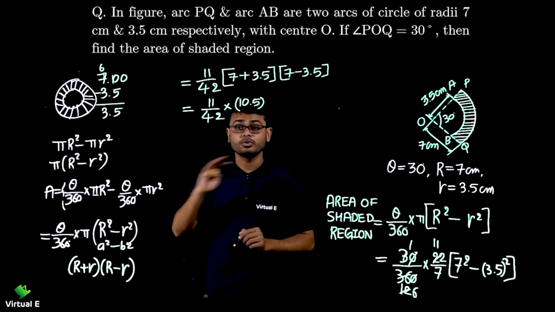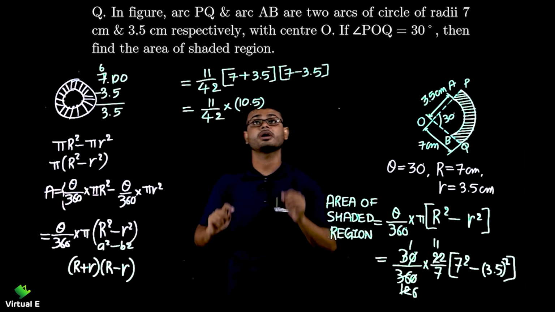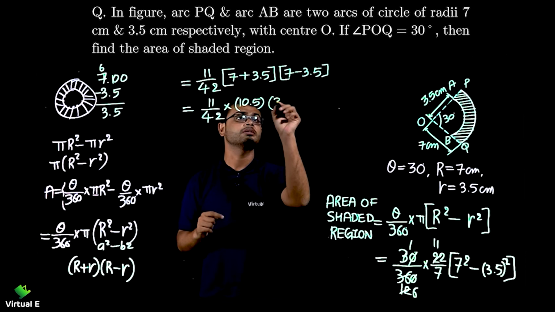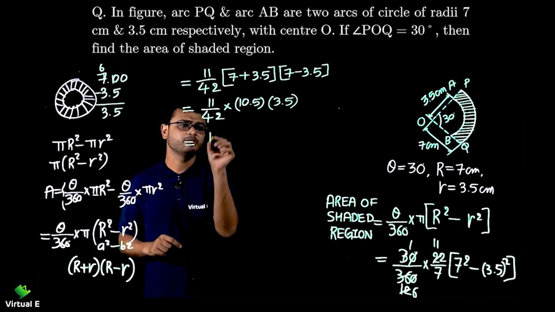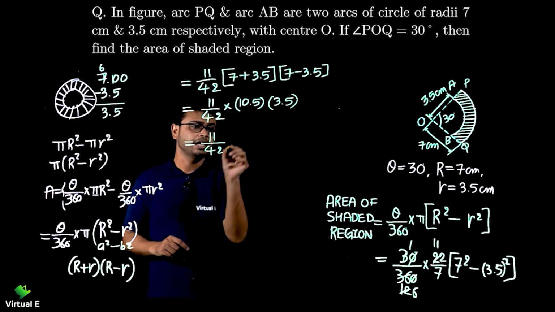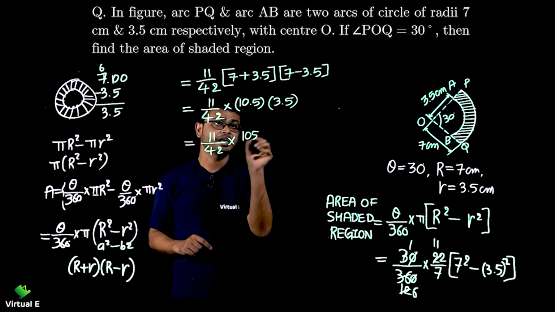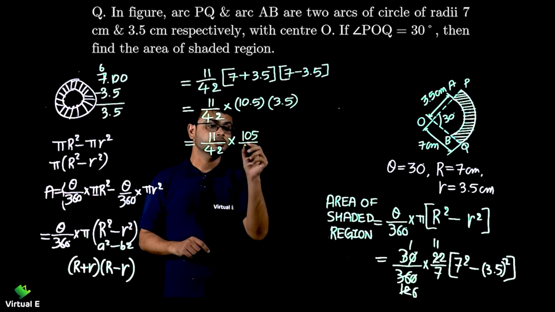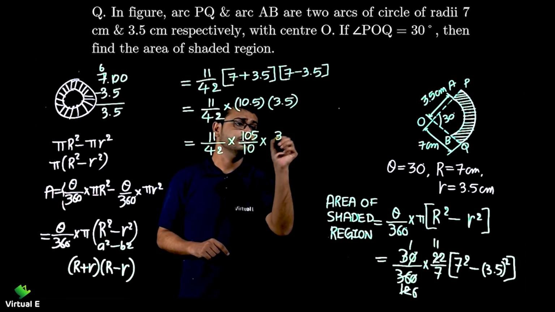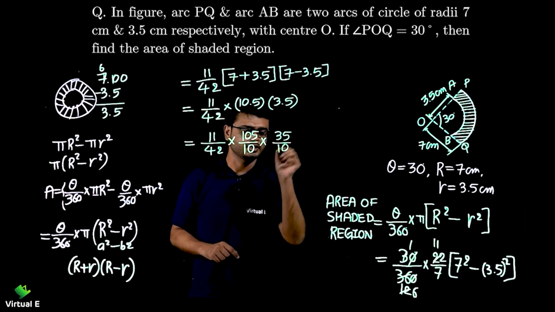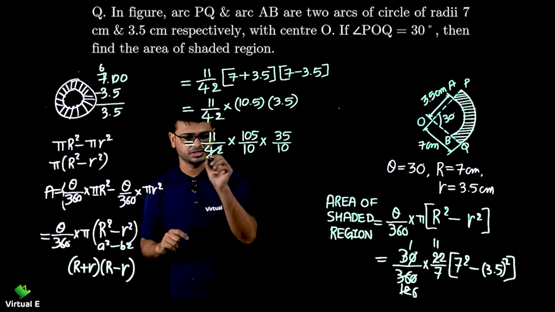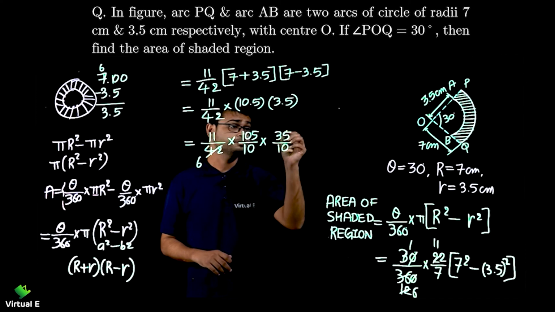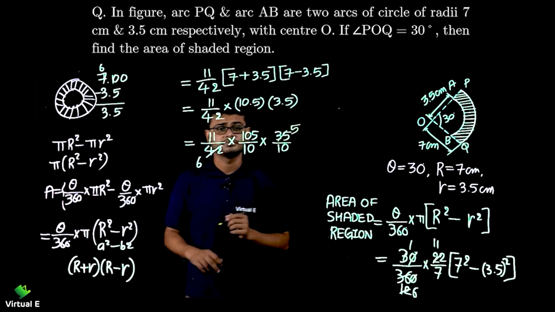No need to rush, don't guess it, do the calculation if you are in doubt. Here it is 3.5, done. Now let's remove the decimal and do the calculation. 105 by here what? 10 will be there. 335 by 10. Let's do cancellation. Here 7 6 and 7 5 done.